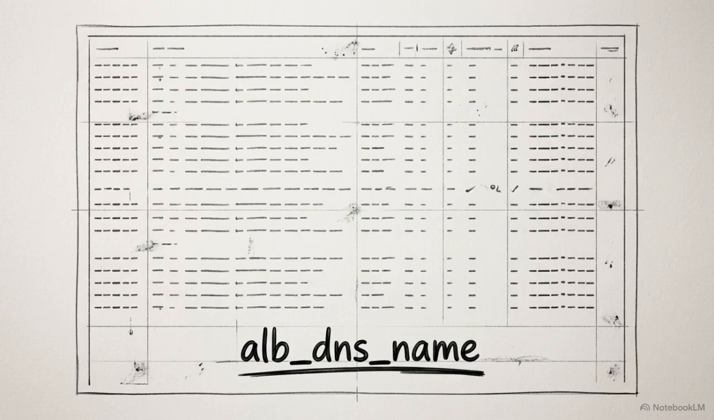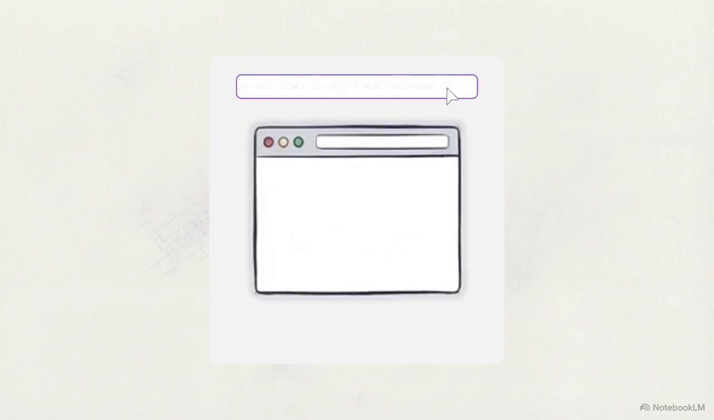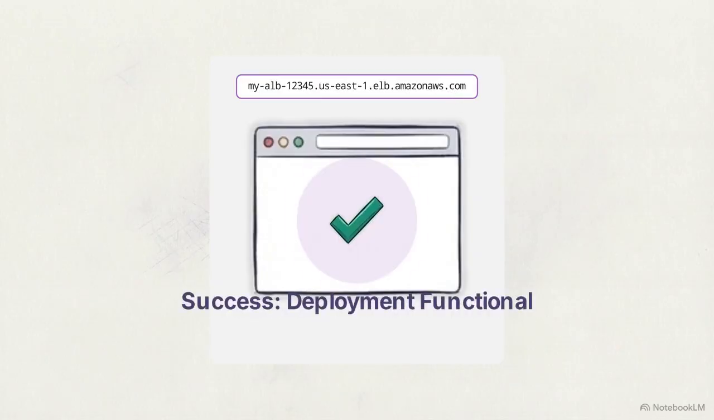The terminal confirms a successful apply. At the bottom, our ALB DNS name output is printed in green, providing the address for the live load balancer. Copy this DNS name into your browser. If the page loads, you have successfully proven the functionality of the modular deployment.